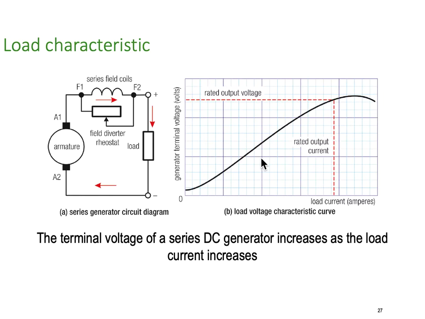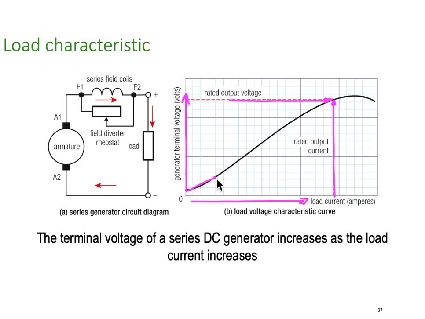The load characteristic is pretty straightforward. Here's the terminal voltage on this scale, and here's our load. We just keep increasing the load current. Once we hit rated load or rated current output, we get rated voltage. So if you run this at any other than rated load, you're not going to get the appropriate voltage out of it. So that's one of the downsides of a series operated generator.